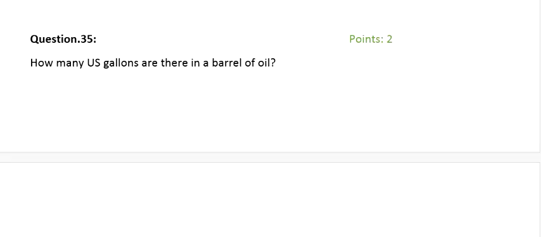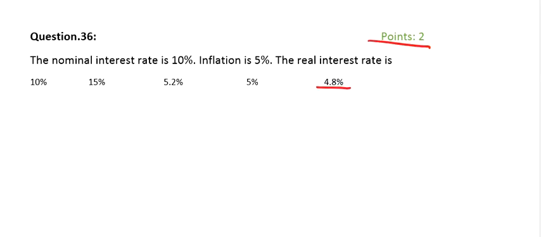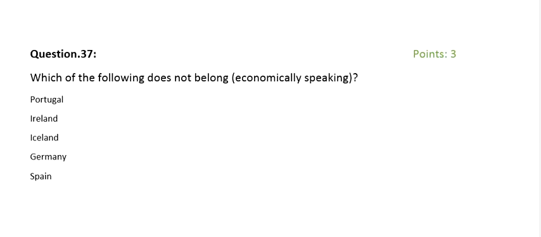Question 35. How many US gallons are there in a barrel of oil? 42 gallons, and 2 points for this. Question 36. The nominal interest rate is 10%, inflation is 5%, the real interest rate is 4.8%. 2 points. Question 37. Economically speaking, which of the following does not belong? Germany. We had those countries under a certain group called PIIGS, I think. So Germany does not belong to this group. And 3 points for this question.